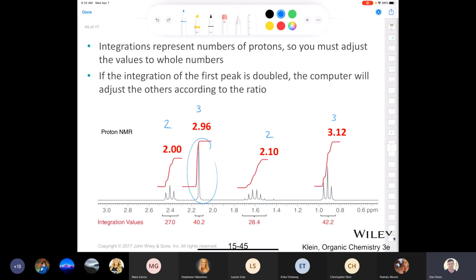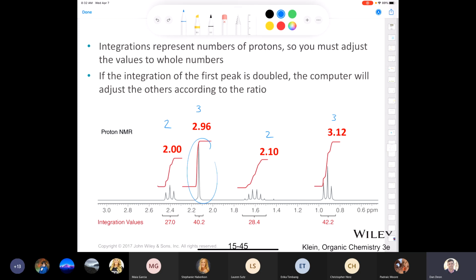Now, if you add up 2 plus 3 plus 2 plus 3, you get 10. You're like, Mr. Dion, there's 10 protons in this organic molecule. I would say maybe yeah, maybe no. It depends. You might be wondering, what do you mean by that? Well, I'll give you some examples in a second.